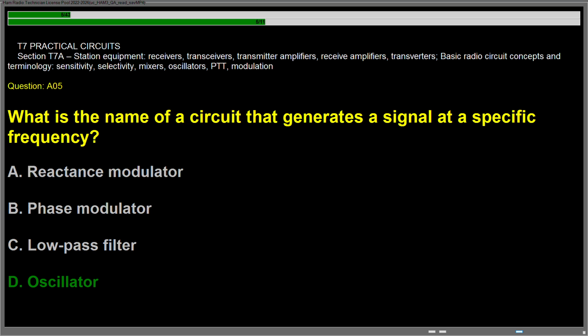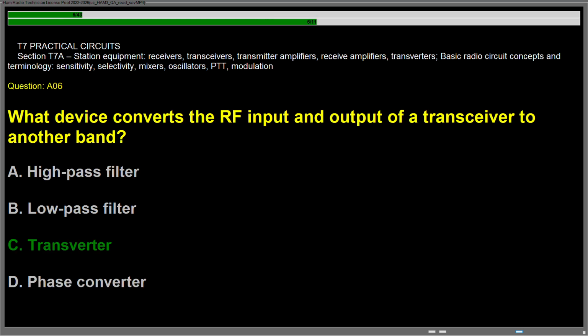Question Alpha 05, what is the name of a circuit that generates a signal at a specific frequency? Answer is D, oscillator. Question Alpha 06, what device converts the RF input and output of a transceiver to another band? Answer is C, transverter.